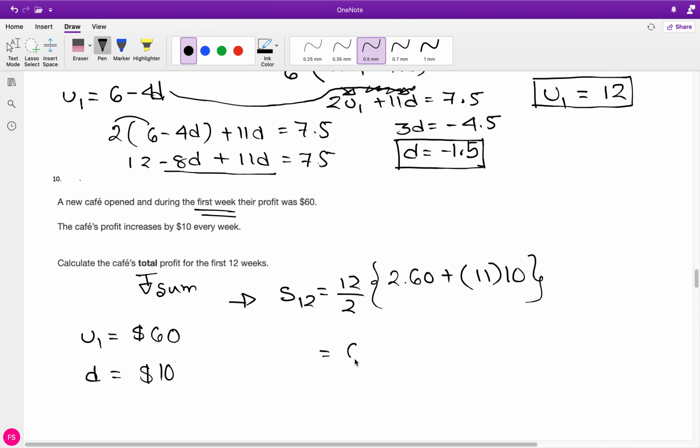12 divided by 2 is 6. 2 times 60 is 120, plus 110. Then you add 120 plus 110, and then you multiply it by 6, which is $1,380. So the answer for this question is $1,380, because that's the cafe's total profit for the first 12 weeks.